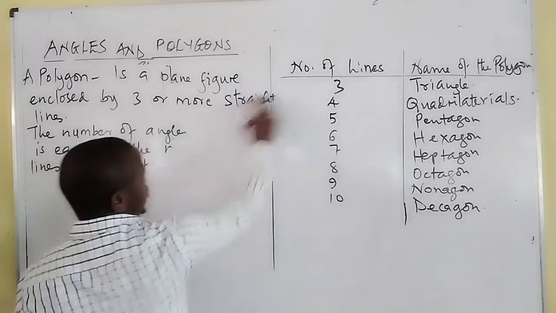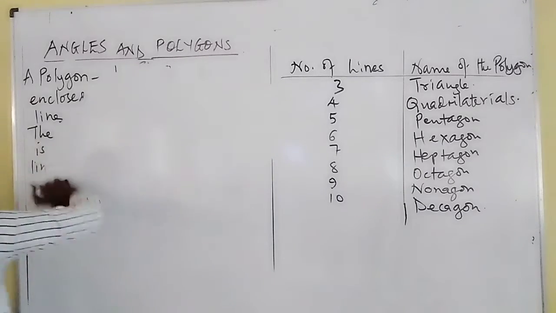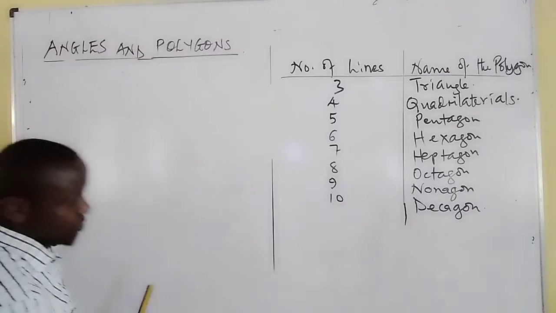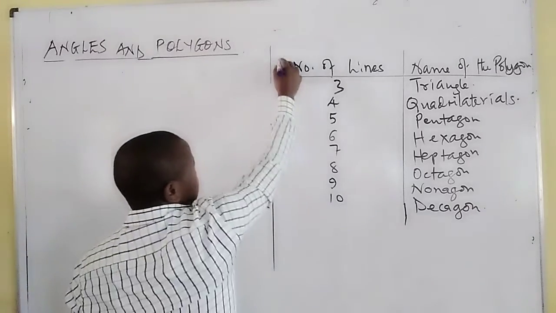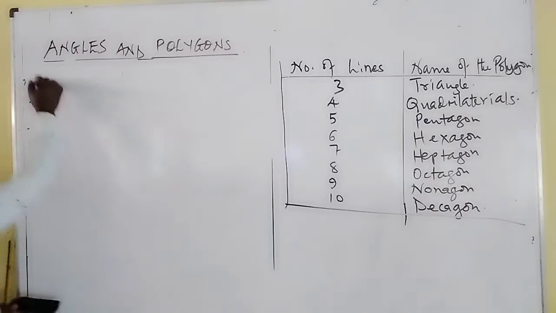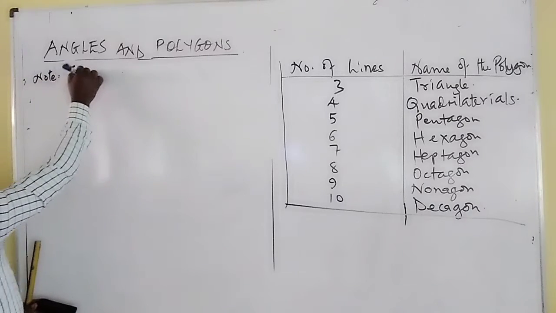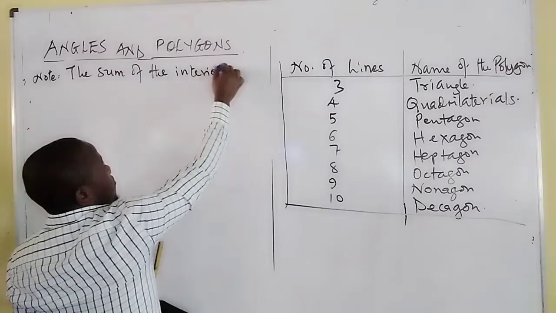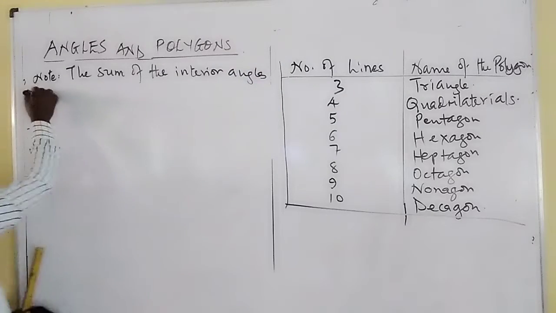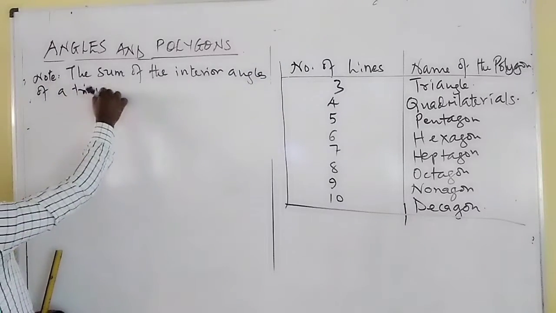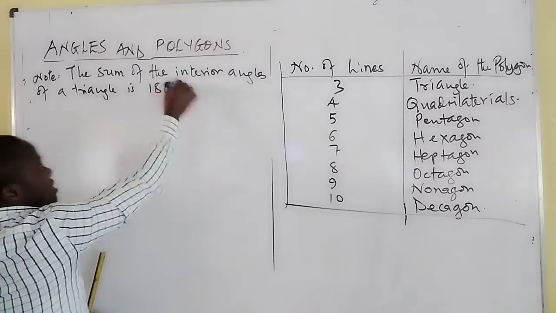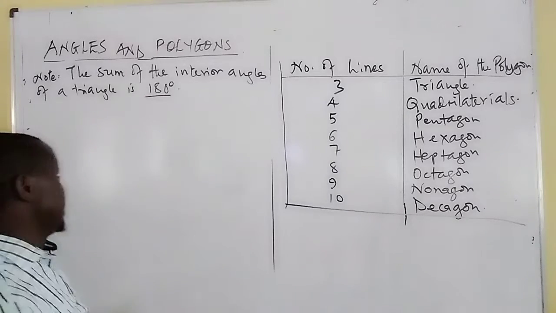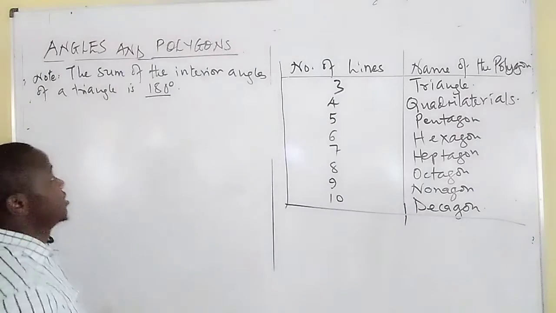From there, I'd like to mention something else very key, and this will be the number of triangles. It is good to remember that the sum of the interior angles of a triangle is 180 degrees. That is the interior angles, known even at the primary school level.